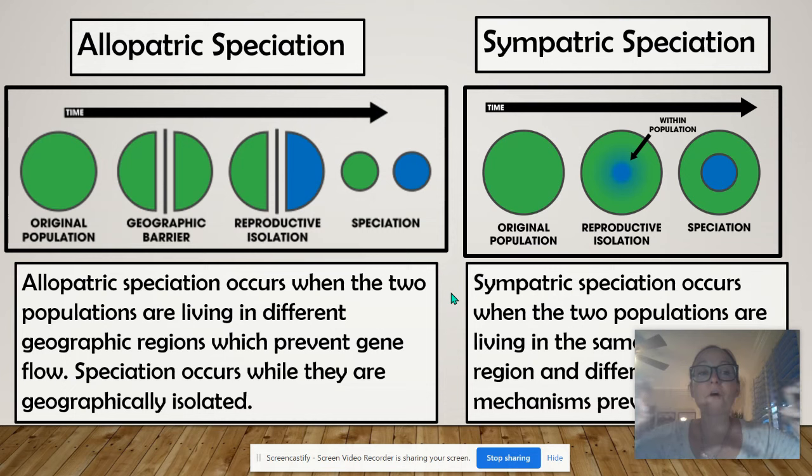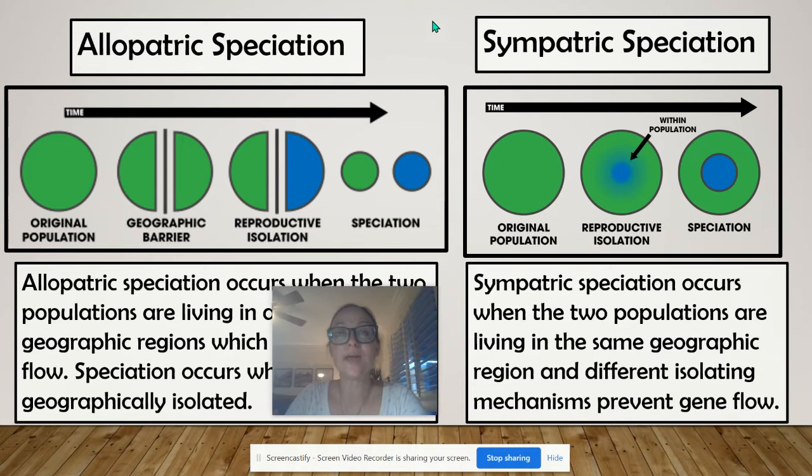But those behaviors evolved while they were separated, so we call that allopatric speciation. Now, sympatric speciation, though, is when these prezygotic barriers occur while living in the same area. So we can use the behavioral ones again.